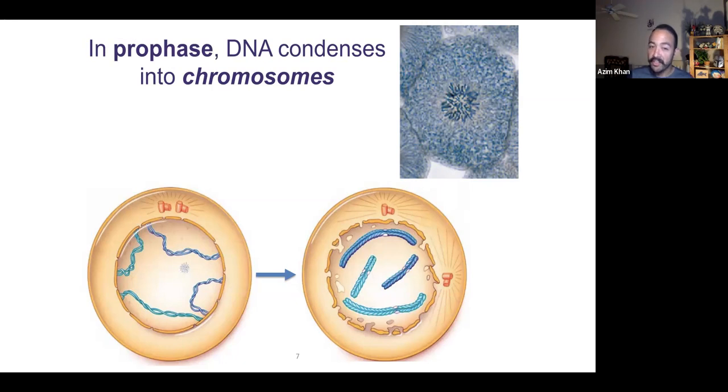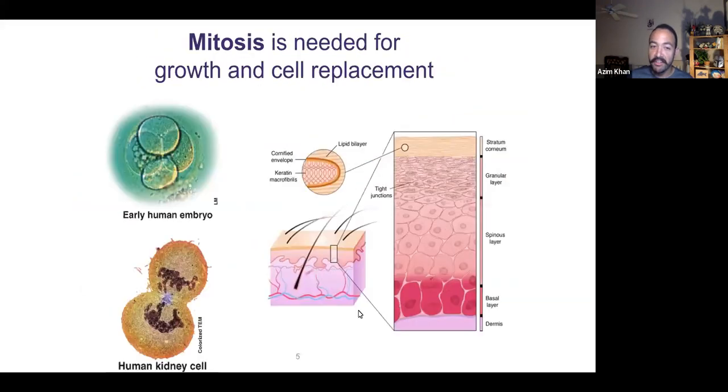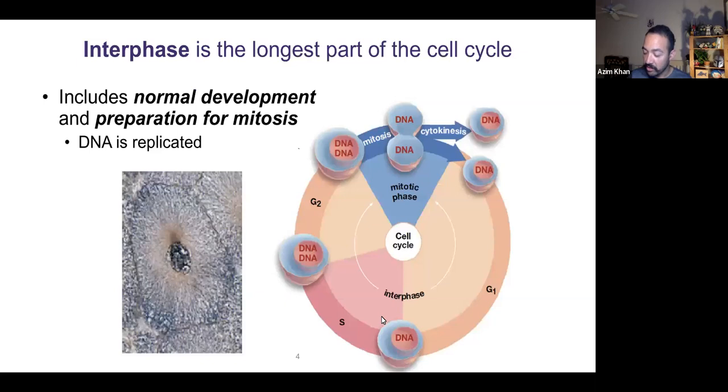Let me go back real quick. This is slide seven. Slide four. Interphase, look at the nucleus. It's a fuzzy but dark nucleus. You can't see individual DNA molecules. It's loosely strewn about. That's interphase.